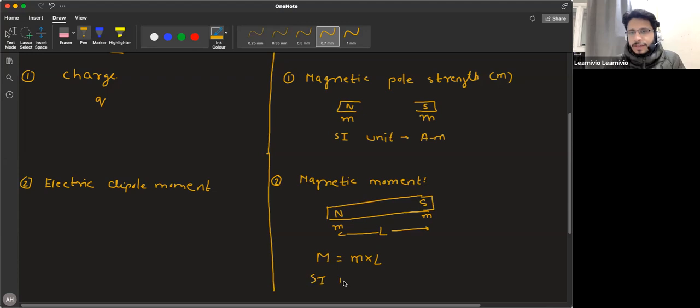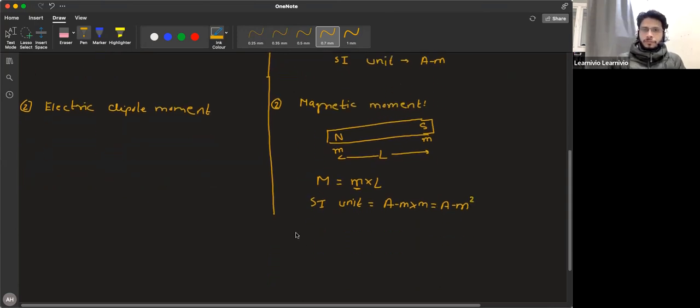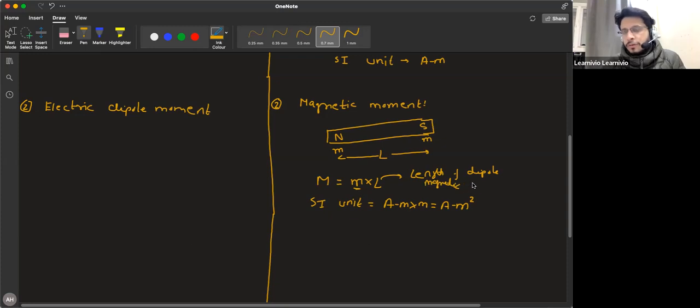Its SI unit is, see, the SI unit of magnetic pole strength is ampere meter and this is length, so it will be ampere meter into meter. So it becomes ampere meter square. This L here is known as the length of the dipole. There is one more name for it: it is also known as the magnetic length of the dipole.